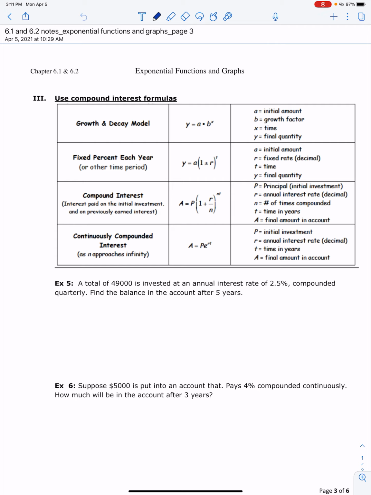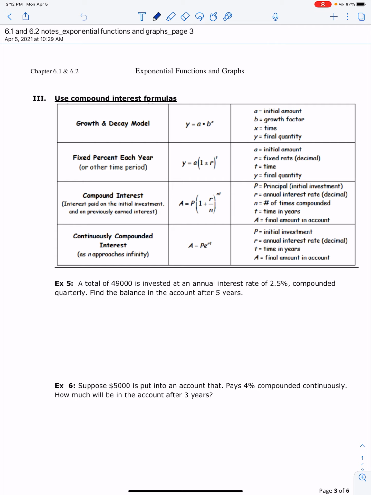We're taking a look at what is left. Compound interest, A equals P times 1 plus r over n. Yeah, you don't need me to read it. All of the terms are defined to the right, and then we have a separate formula for interest compounded continuously. Okay, so let's take a look at example 5.